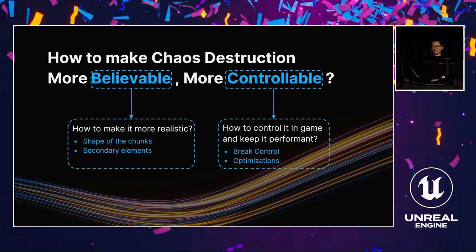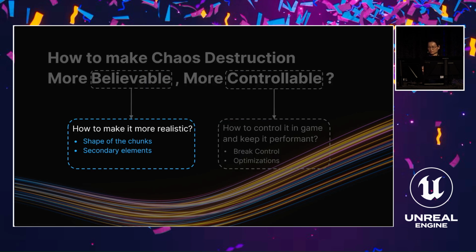So the overarching goal for my topic today is to explore how to make chaos destruction more believable and more controllable. By believable, I'm referring to making the effect more realistic, and I'll dive into this from two aspects: the overall shape control of the shattered chunks and the secondary elements driven by them. As for controllable, I mean to control how it breaks during gameplay and at the same time keep it performant, which is always the key component. We start from the believable looks.